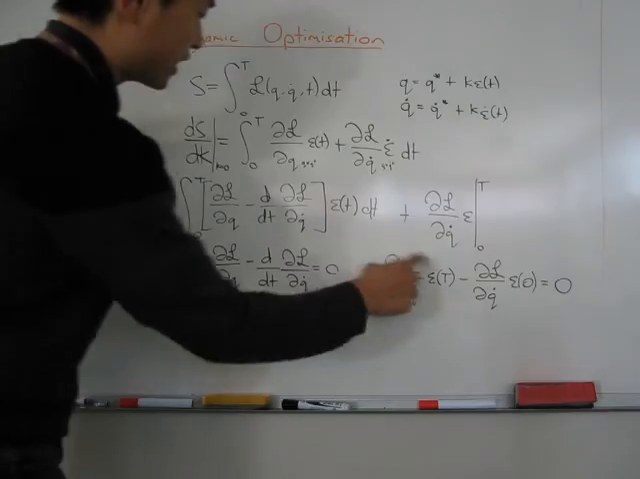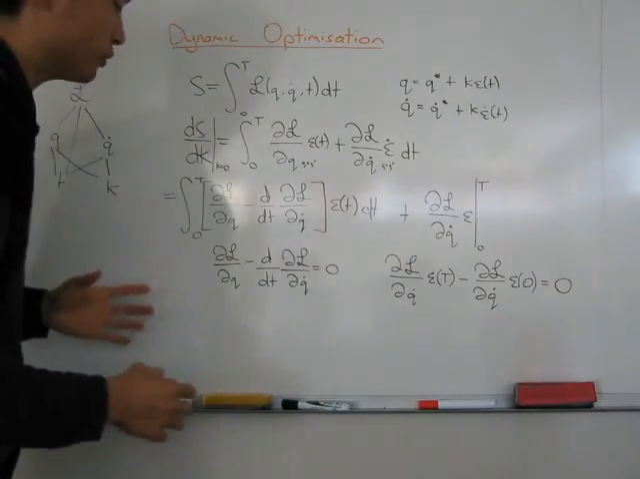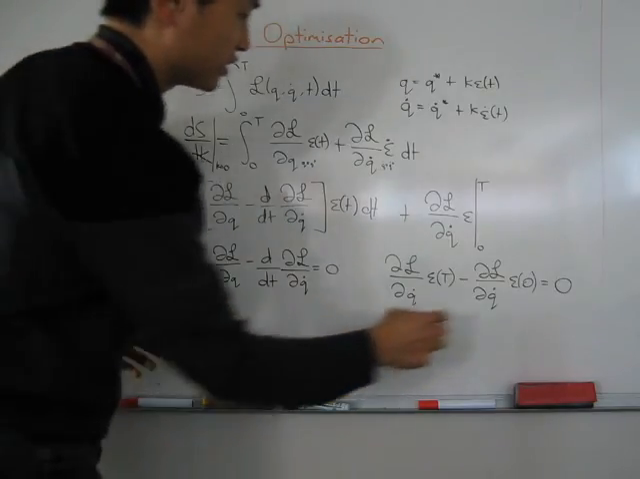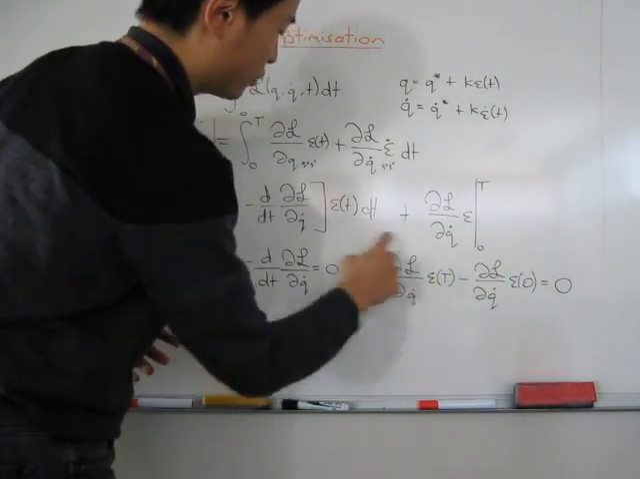So, these are the conditions that q star must satisfy. This is called the Euler-Lagrange equation. This is called the start point and the end point condition.